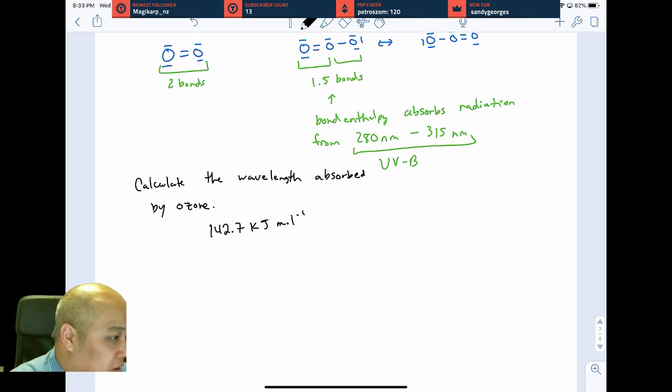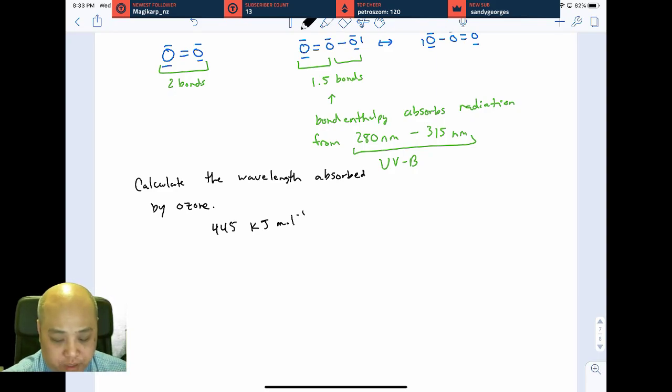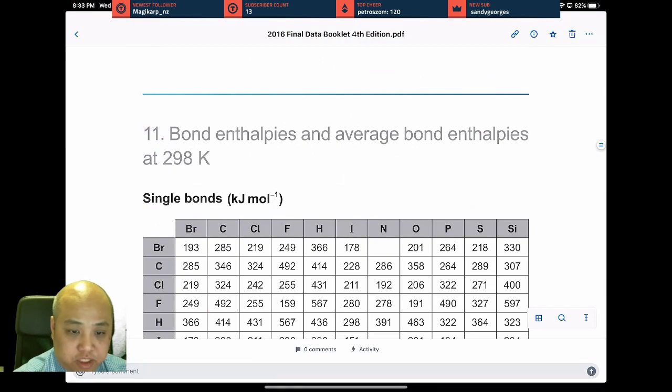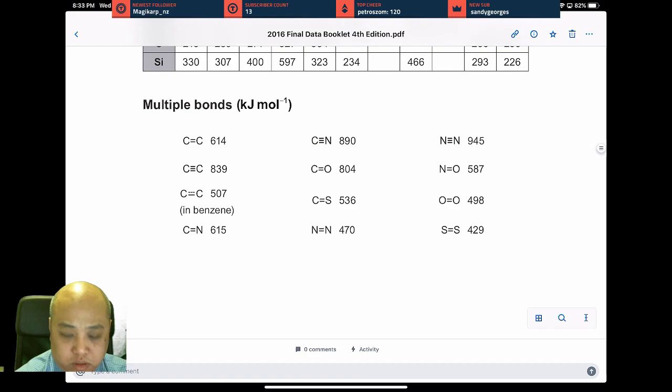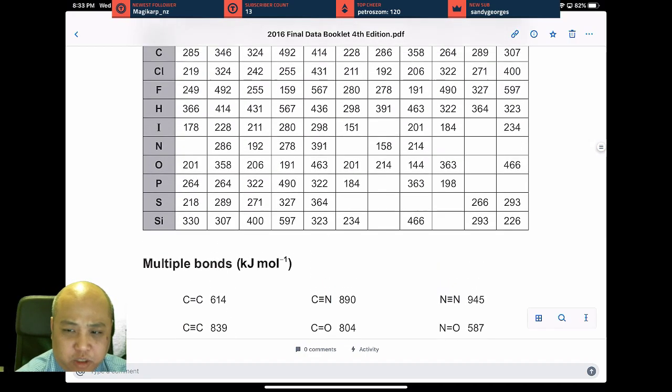And so, let's see, I'm trying to figure out. Okay, I believe it's 445. That makes more sense, because if you think about it, it should be between the two values of single bond and double bond. So single bond is 144, and that's 498. That's still a little bit high.